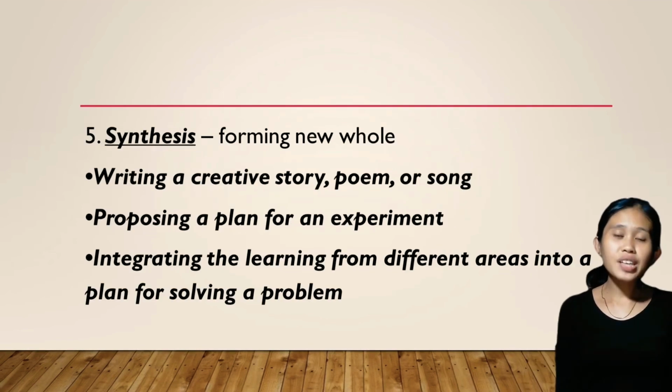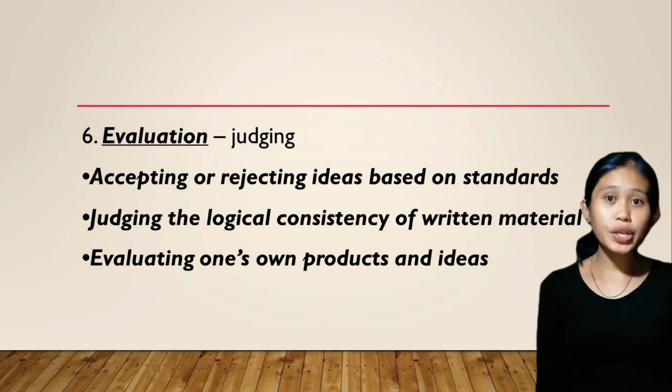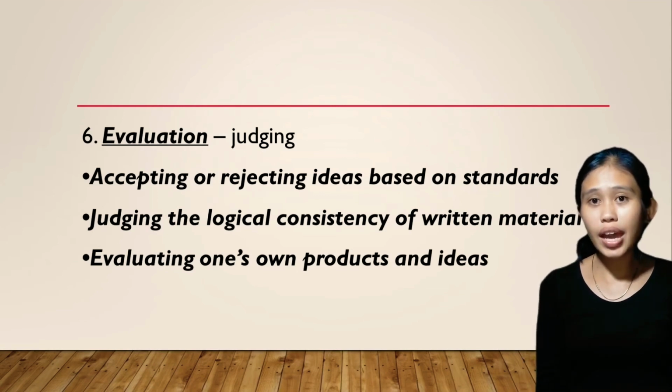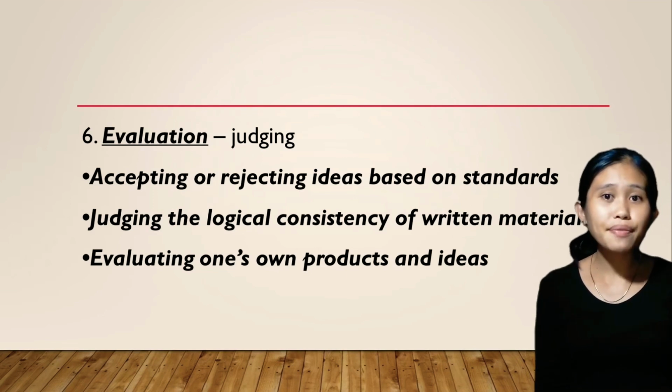Number 5, synthesis or forming a new whole. Example activities are writing a creative story, poem, or song, proposing a plan for an experiment, integrating the learning from different areas into a plan for solving a problem. Number 6, evaluation or judging. Example activities are accepting or rejecting ideas based on standards, judging the logical consistency of written material, and evaluating one's own products and ideas.